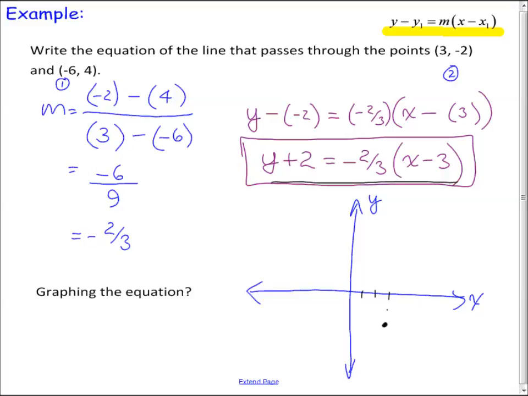So in this case, let's say I went to the left 3, 1, 2, 3. That's a negative change in x, so I need a positive change in y, so I go up 1, 2. And lo and behold, this line actually goes right through the origin. But there we go. 2 points determine a line. I can sketch it. So this form of an equation is very simple to sketch as well.